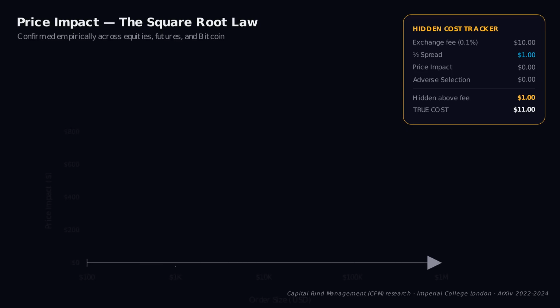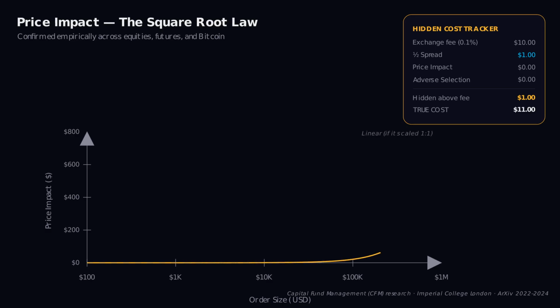Here is the impact across 5 order sizes, plotted on a log scale. The actual impact is the gold curve, concave, following the square root. The dotted line shows what linear scaling would look like. Reality is far more forgiving at small sizes. A $100 order, impact is essentially zero, negligible. A $1,000 order, 7 cents, still essentially nothing.